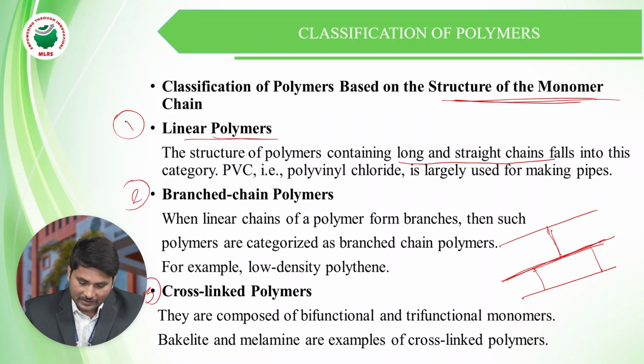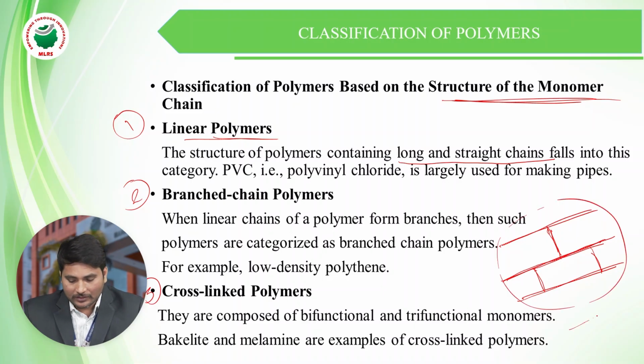See, these are the cross linkages made with the monomers. This kind of polymer we call a cross-linked polymer. These three types of polymers are classified based on their structure. The first one looks like a straight chain. The second one contains some branches. The third one looks like a cross.